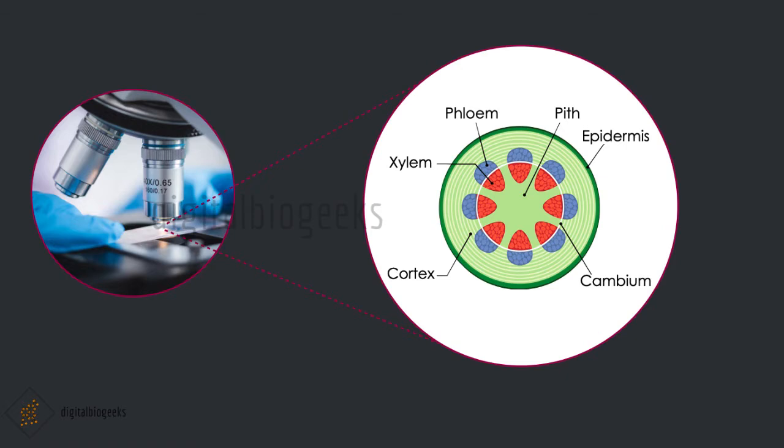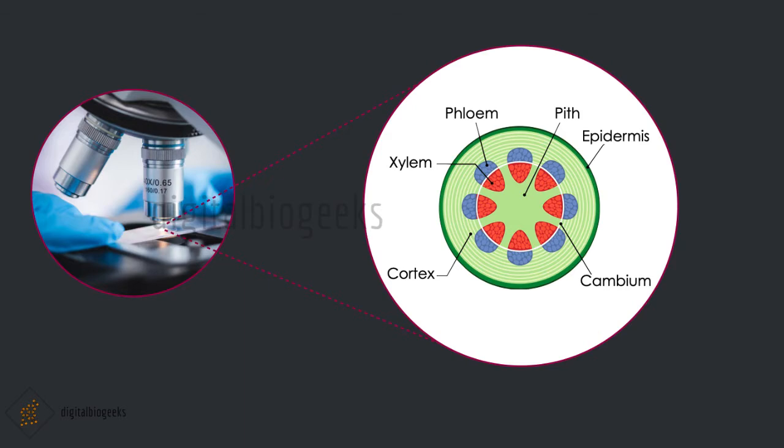The outermost layer is called the epidermis. This epidermis covers the stem, root, leaf, flower, fruit and seed. It protects the inner tissues from mechanical damage. It prevents water loss and infection. And here you can see the xylem and phloem. This is the xylem and this is the phloem. Together they are known as the vascular tissues, which carry food and water to different parts of the plant.